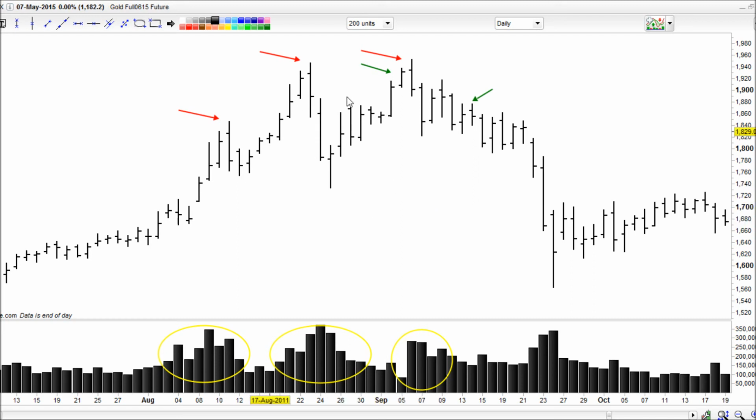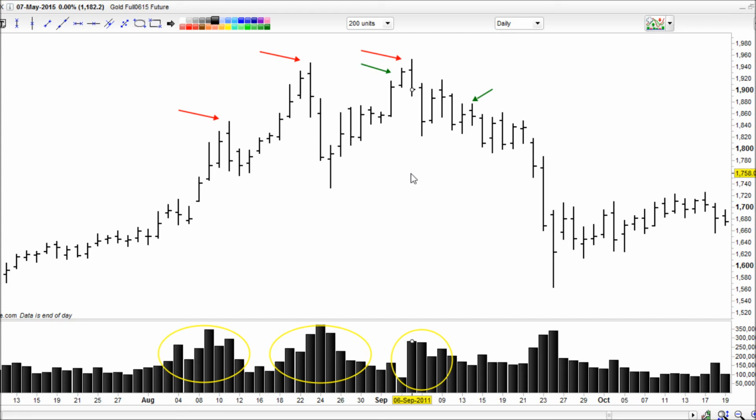There are actually 3 warnings there to get out of gold, but of course greed and hope keeps most people hanging in there until it's too late. Interestingly, we have a no demand bar right here followed by an upthrust. Now if that wasn't a signal to go short, I don't know what was.